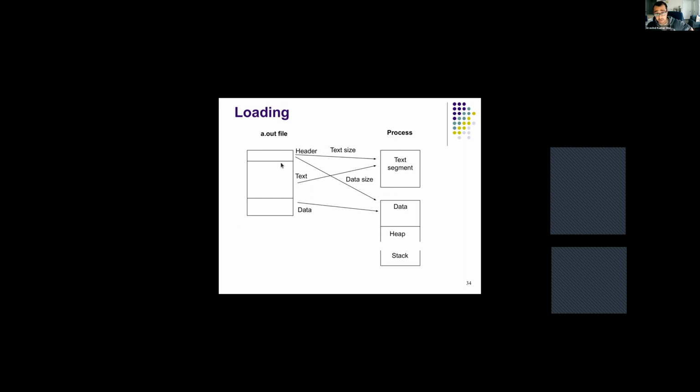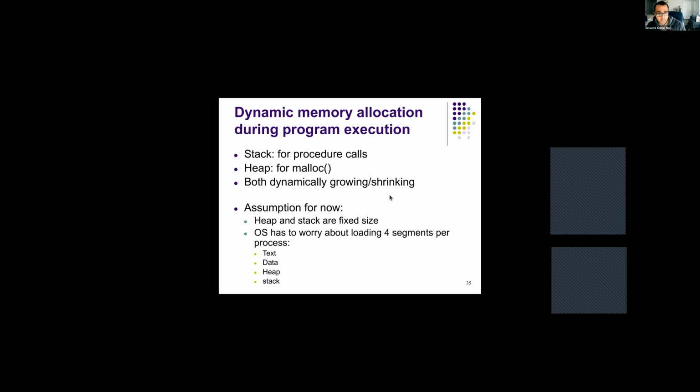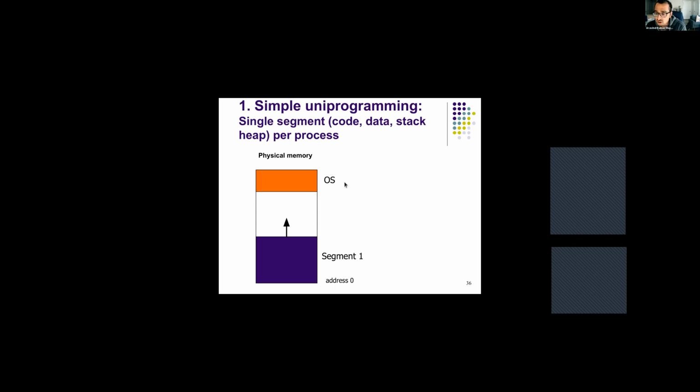Okay, so given a.out, the operating system needs to load different segments into the process address space. And the operating system also needs to take care of dynamic memory, like stack, heap, and so forth. So in case of a simple uni-programming model, where we have only one process running at a time in the operating system, generally what happens is we have physical memory, that's RAM, and you have the operating system located at a higher range of memory.